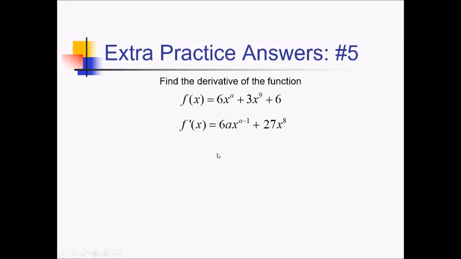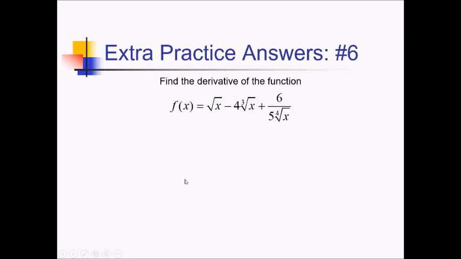So we are done. To make my life a little bit easier on this problem, I'm first going to rewrite these with exponents. So we've got x to the 1/2 power minus 4x to the 1/3. And then this is going to be plus 6 fifths x to the negative 1/4 power, because we've got a reciprocal of a radical function. Now I'm going to use the power rule on each of these.